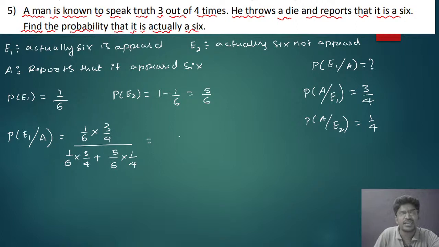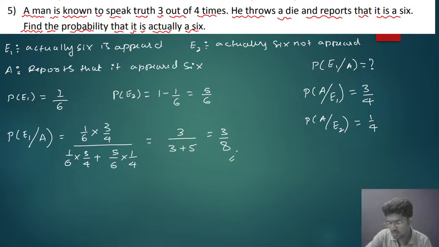To simplify by taking LCM, it will be 3 divided by 3 plus 5. That is 3 by 8. So 3 by 8 is going to be the correct answer. So who all not understood this? Once again, try to understand the problem first.